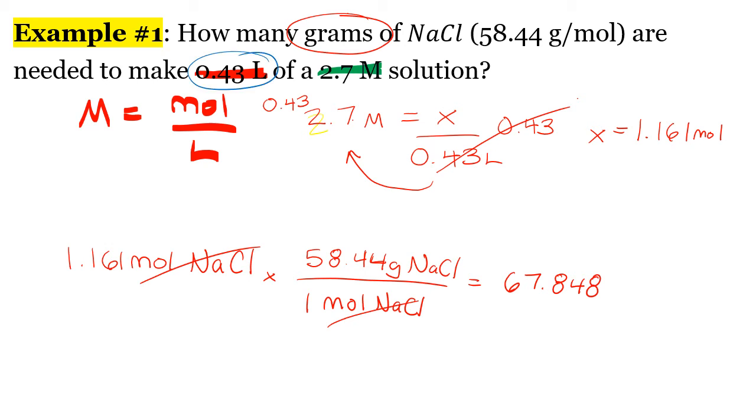And in the question, we had 0.43 and 2.7, both of which are 2 sig figs. So when I go to report my final answer, I'm going to underline the first 2 significant digits and then look at the third. And when I go to round here, this will round up to 68 grams of sodium chloride.